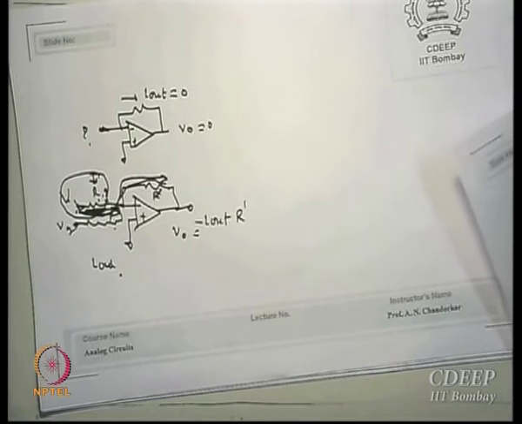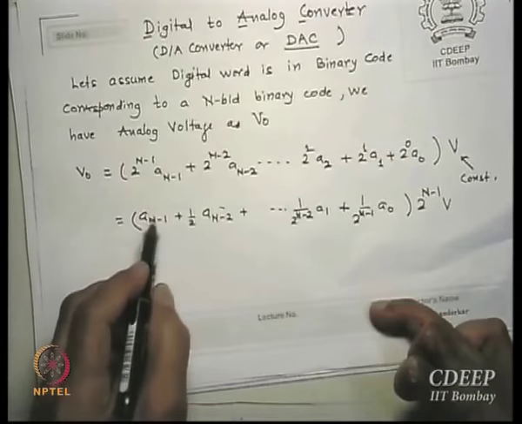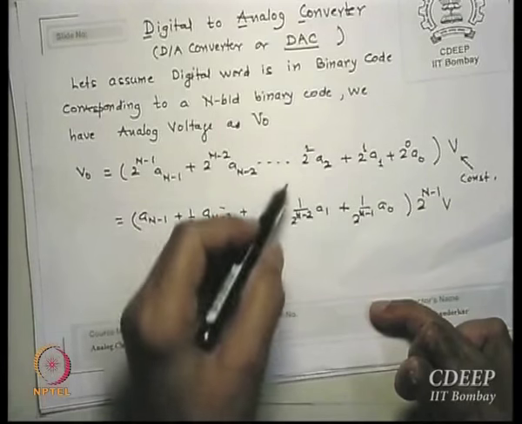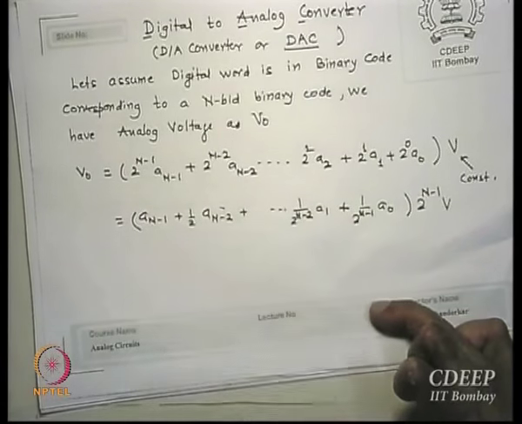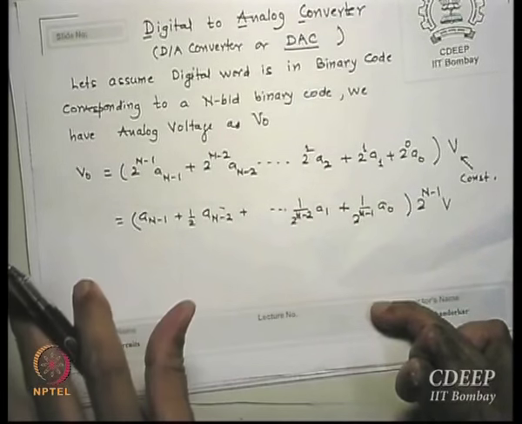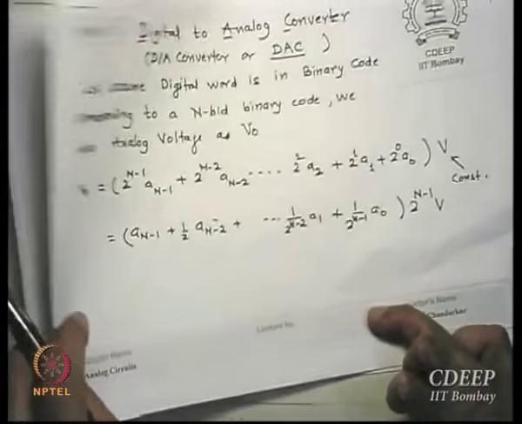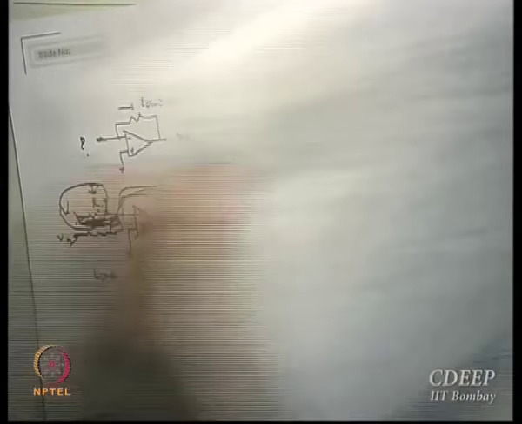All that I am doing, I am still doing this. N minus 1, half N minus 1, 1 upon 2 N minus 2. Why? Same summer I am using. Is that correct? Same summer I am using by this circuit.